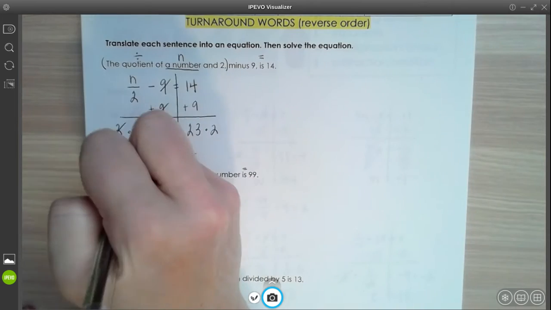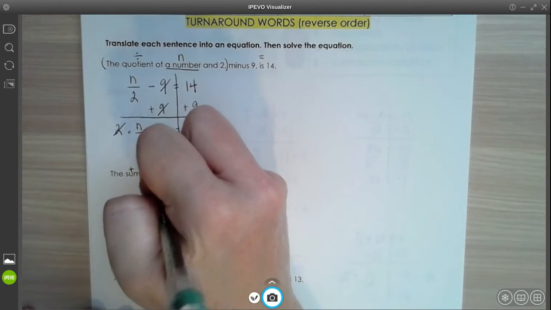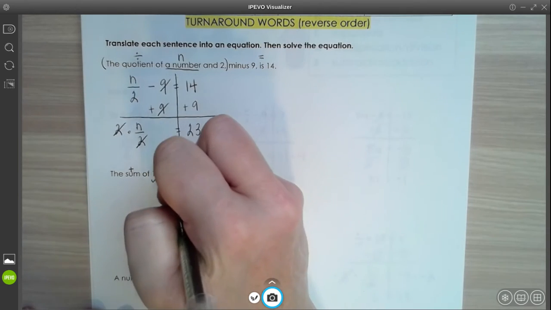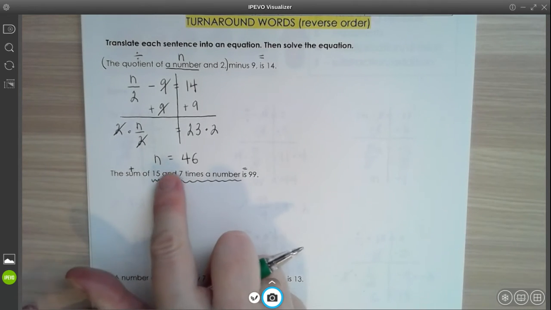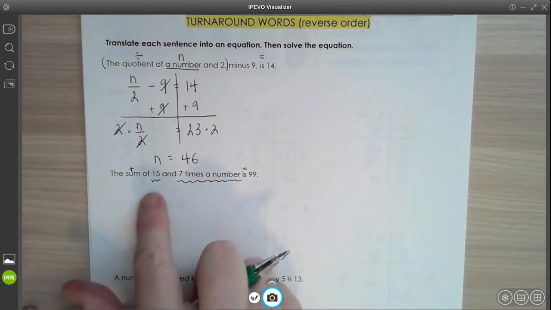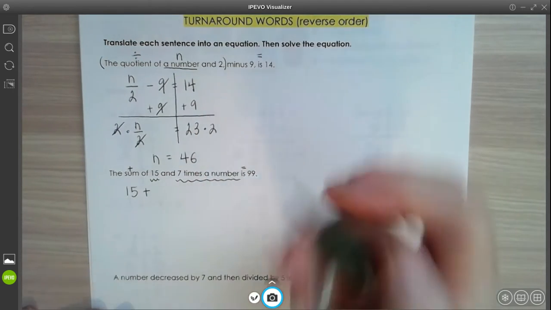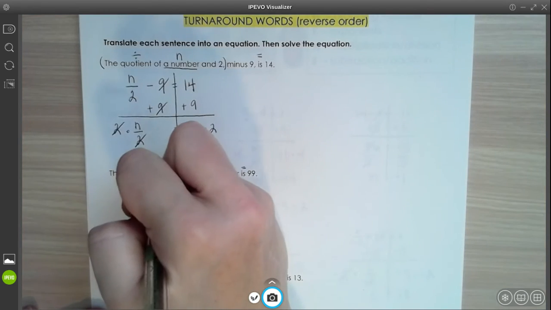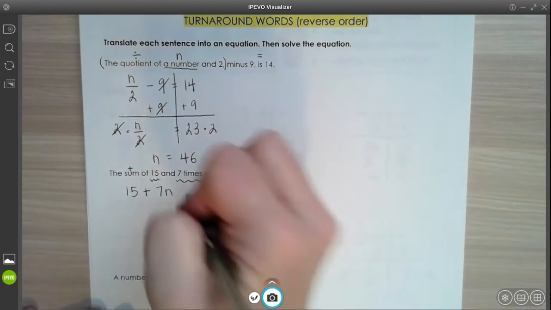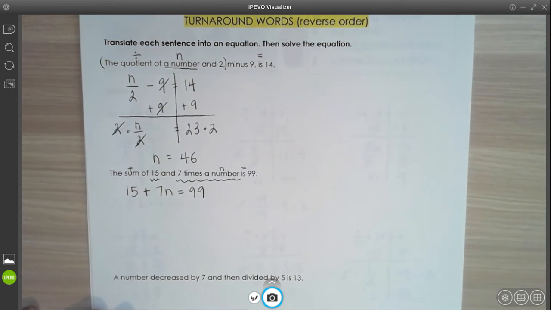So sum means addition. So we're going to be adding this part and the whole other part that goes up to the equals. Okay, so sum of this and all of this. So we're going to write 15 plus, and then 7 times a number means we're going to use a variable like n. So I'm going to write 7 times n, is means equals, and then we have 99.